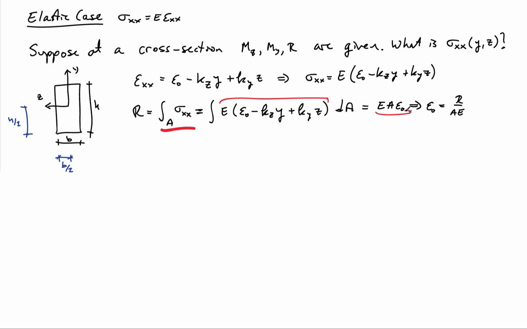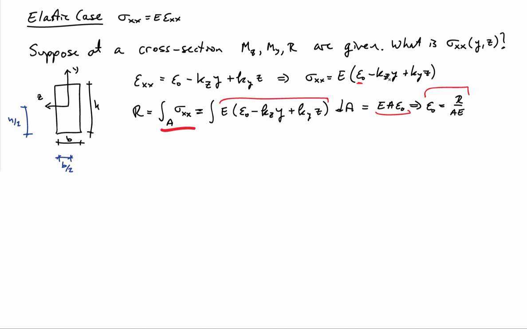And notice that the kappa's disappeared, and that's because I placed my coordinate origin right at the center of the cross-section. So when I integrate y over the cross-section, I'm going to get 0. So that simplifies things. And that allows me to determine, for instance, what epsilon naught is in my expression for the stress. I find out that epsilon naught is equal to r divided by AE.